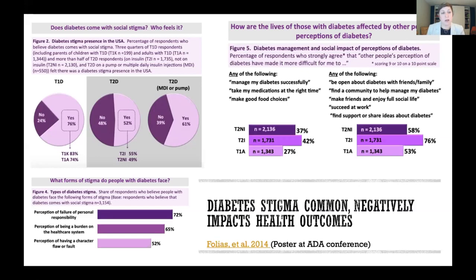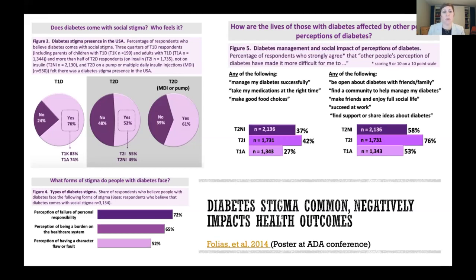In terms of the impact of social stigma on social interactions, 53% of adults with type 1 diabetes, up to 58% of adults with type 2 diabetes on insulin agreed that other people's perceptions of diabetes have made it more difficult for them to be open about their diabetes with family and friends, find a community to manage their diabetes, make friends and enjoy a full social life, succeed at work, or find support and to share ideas about their diabetes.